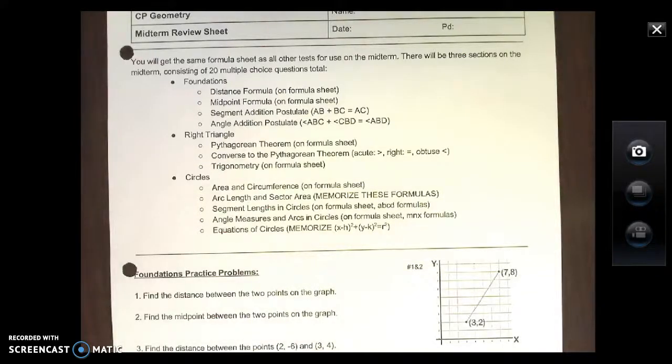Okay, ladies and gentlemen, so what we have here is our midterm review sheet. This is the first one. I did make up a second one for you, which I will get to you guys tomorrow. But let's take a look at the one we have today. You will get a formula sheet, as all our tests are, for use in the midterm. There will be 3 sections on the midterm consisting of 20 multiple choice questions total.